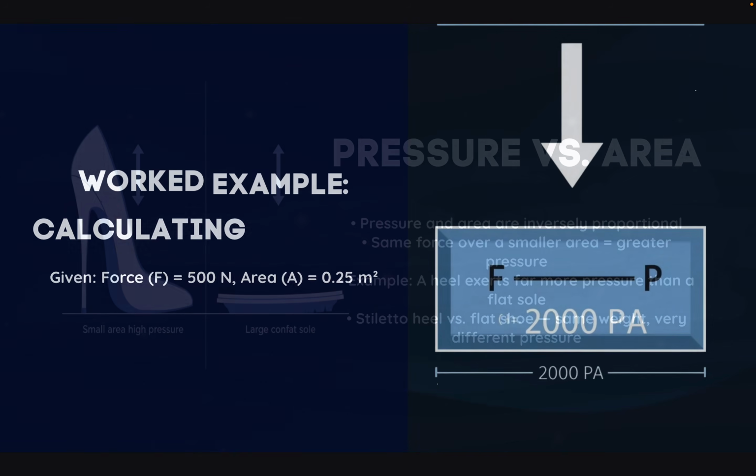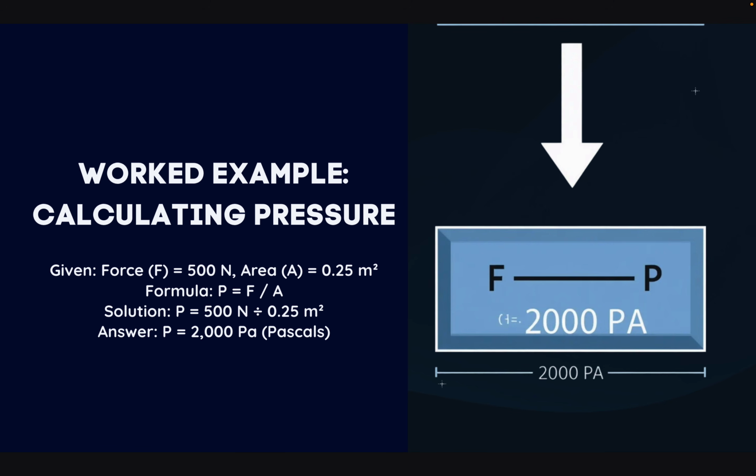So let's solve a sample problem together. A force of 500 newtons is applied over an area of 0.25 square meters. Using the formula P equals F divided by A, pressure equals 500 divided by 0.25. The answer is going to be 2000 pascals. Always remember to include the correct unit in your final answer.